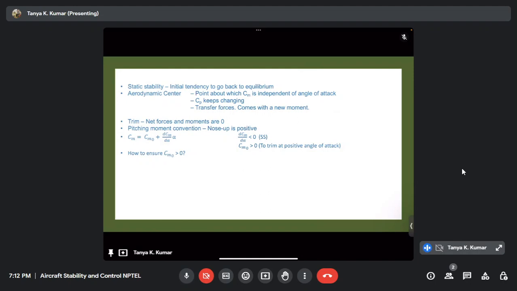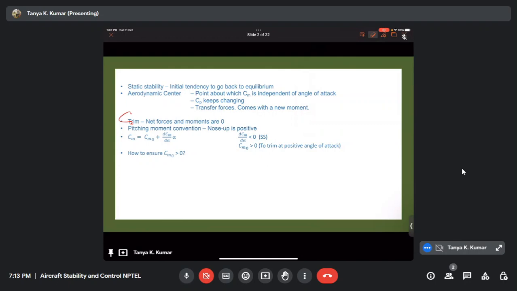Okay. So when the aircraft is flying at trim, what is trim? Trim is written in the third point of the slide. Trim is when the net forces and net moments are equal to 0. Summation of all forces, summation of all moments, they're equal to 0. That is trim. So when the aircraft is flying at trim and you disturb it from this equilibrium point, its initial tendency to come back to the trim condition is defined as the static stability for an aircraft.